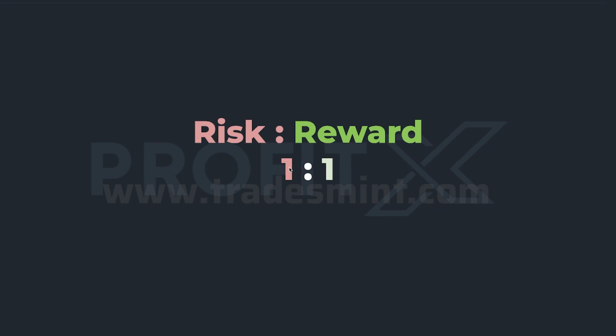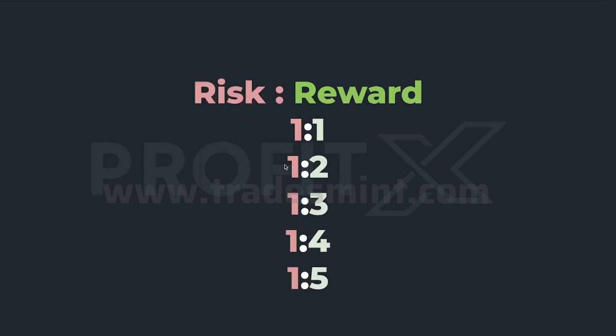But we want to understand that we're risking 1 to make 1. We're risking $1,000 to make $1,000. So in the industry, you have 1-to-1, 1-to-2, 1-to-3, 1-to-4, 1-to-5. So you're risking 1 to make 1, or you're risking 1 to make 2 times that, okay? So we may be risking $100 to make $200. You're risking 1 to make 3 times that. You're risking 1 to make 4 times that amount.